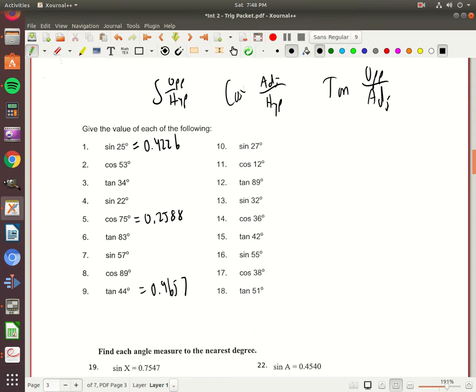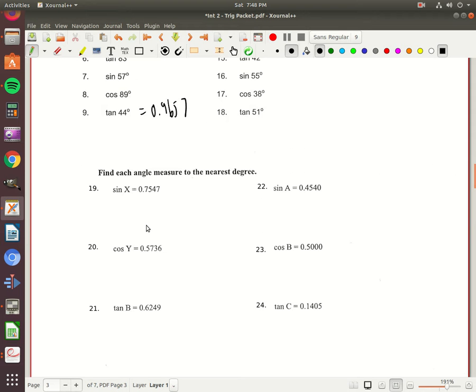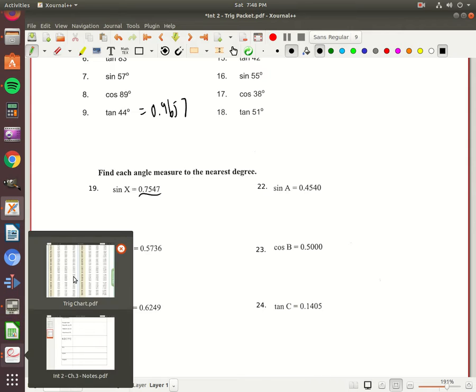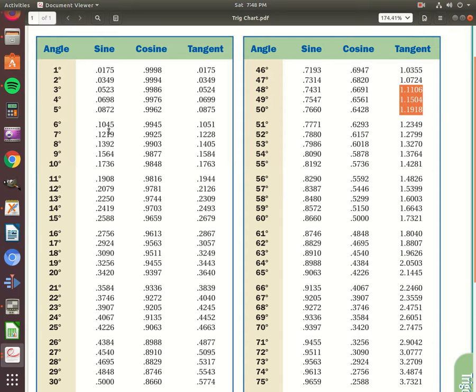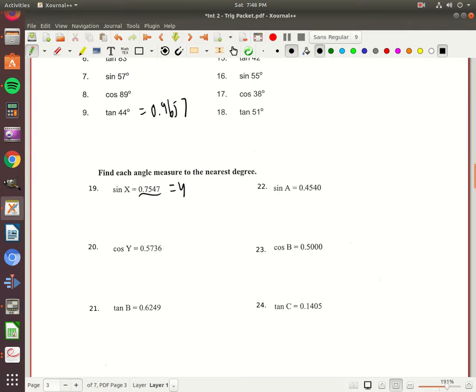But this chart works backwards as well, right? So what if you told me that the sine was 0.7547? I would want to know what the angle is, so I can work backwards. I'll go here. I'll say the sine is 0.7547. Again, the sine is the first column. So I'm looking for 0.7547. You can see it's all the way over there. I'm looking at a 49-degree angle. So this must equal a 49-degree angle.